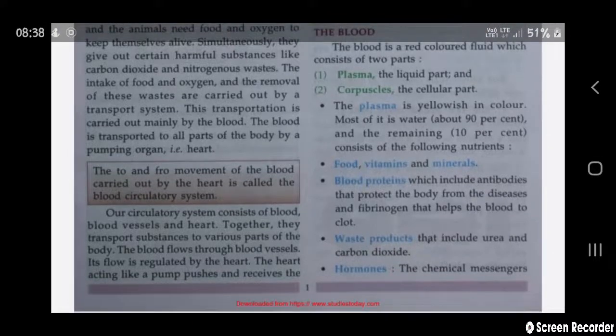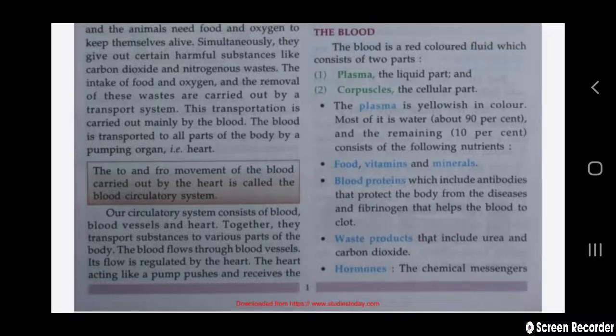Next, our circulatory system consists of blood vessels, blood and the heart. Together they transport the blood to various parts of the body. The blood first flows through the blood vessels, regulated by the heart, which acts like a pump that pushes and receives. The heart pumps the blood, and also receives the blood that has supplied oxygen to the other parts of the body and come back to the heart.